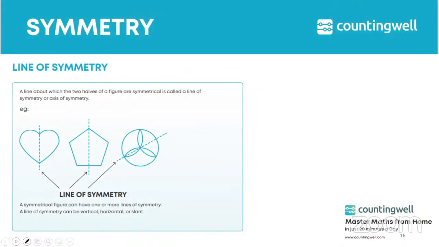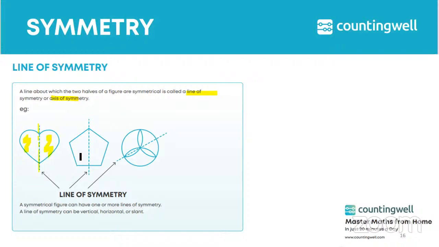Next, let us see what is a line of symmetry. A line about which two halves of a figure are symmetrical is called a line of symmetry or axis of symmetry. So, a line of symmetry is also called an axis of symmetry. For example, here we have a heart shape and the line of symmetry is shown here. Note that along this line, if we fold the figure, then one part of the figure will overlap the other part.